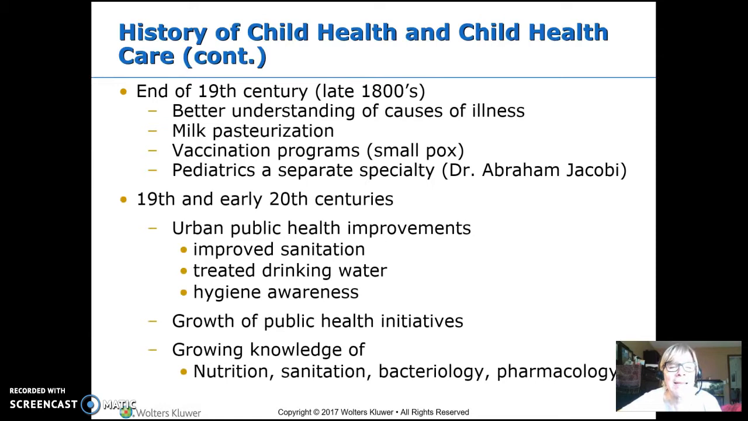As time went on, in the 19th and early 20th centuries, urban public health really improved because they started to improve sanitation, make sewerage systems, treat drinking water, and become aware of hygiene practices. Public health departments that really promoted public health developed, and people gained an understanding of nutrition, sanitation, bacteriology, and pharmacology that made huge differences.